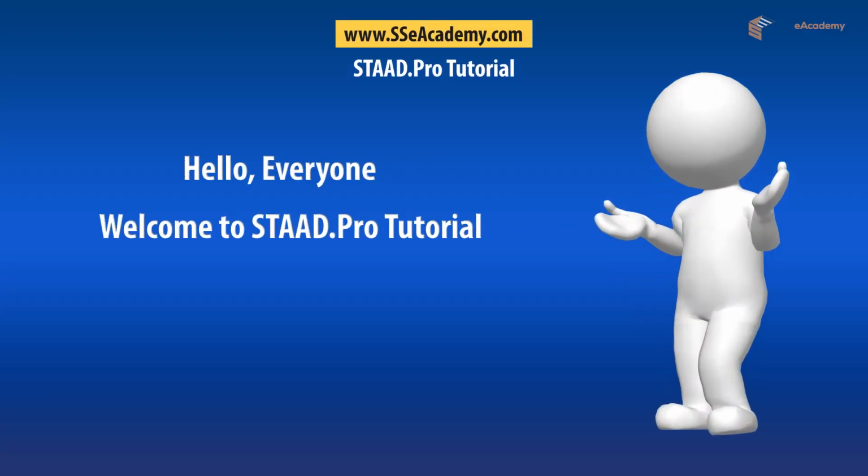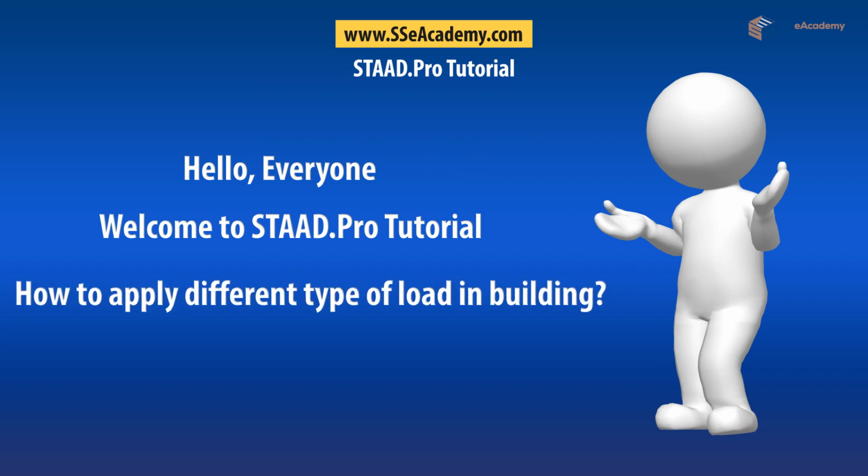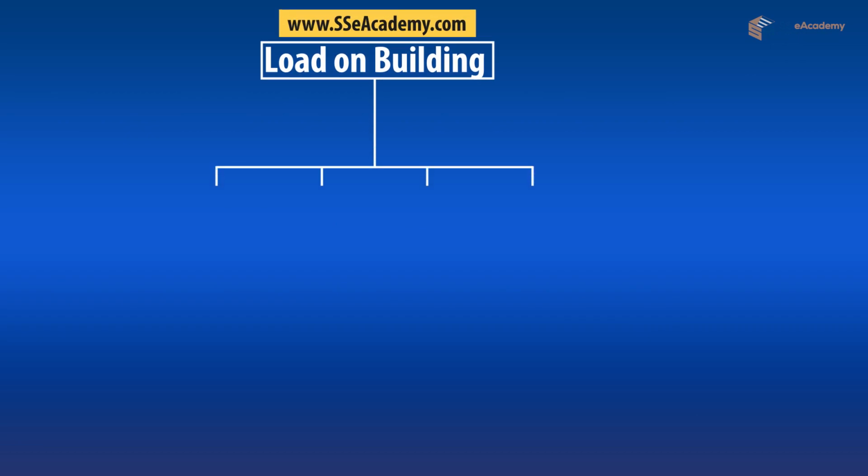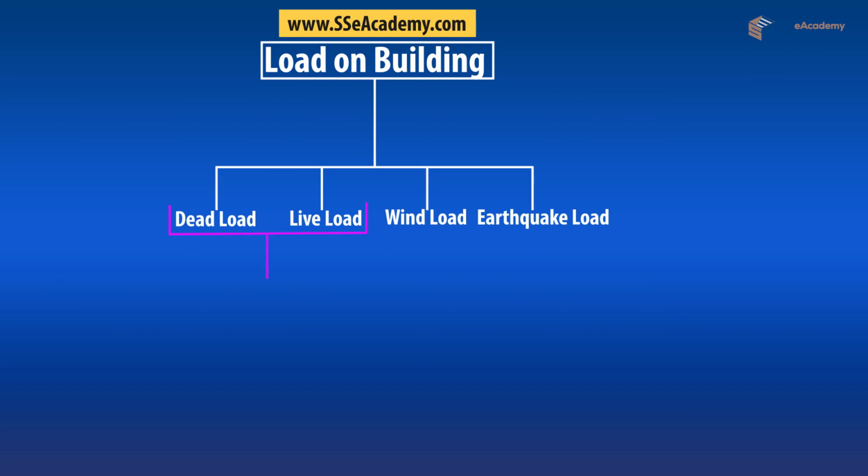Today we are going to learn how we can apply the basic different types of load in a building and how we can calculate those loads in a particular building. As we know, there are basically four types of loads which we consider in the building. These are the dead load, live load, wind load and the earthquake load.